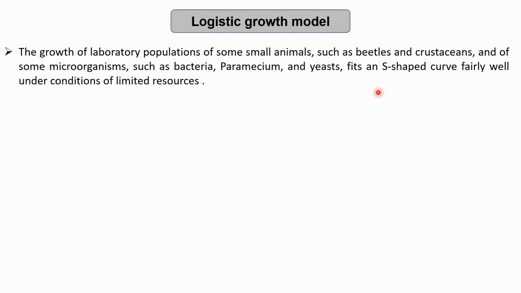The exponential growth model talks about the growth of individuals in the population when the resources are unlimited, and every individual within the population has access to unlimited resources and fully utilizes their potential to reproduce. But if I talk about limited resources, then under limited conditions, laboratory populations fit into an S-shaped curve, which is represented by the logistic growth model.